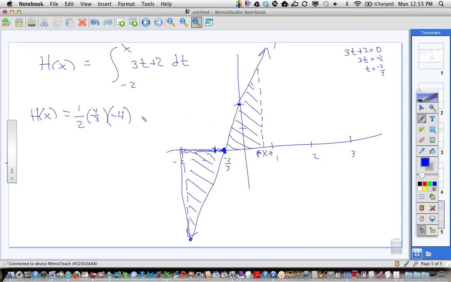All right, now we got this triangle, so we got to add that on. Okay, so 1/2. What's the base of this triangle here?